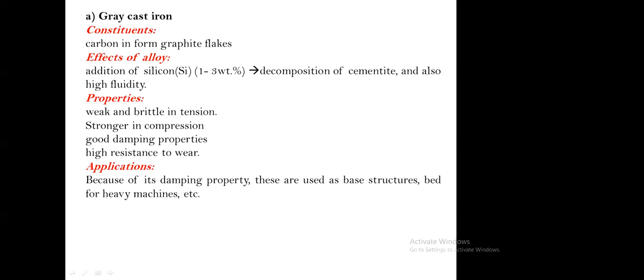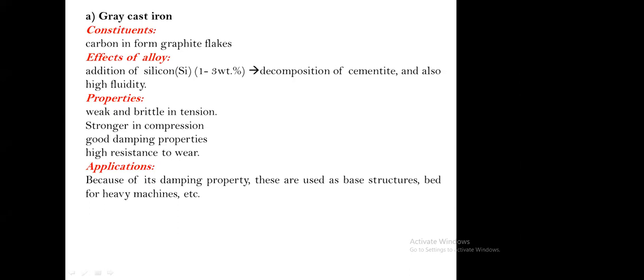So what happens when we add some alloy element? Let us take the example of silicon. We add silicon to gray cast iron from 1 to 3% by weight. When we add 1 to 3% of silicon, the silicon is responsible for decomposition of the cementite, and it also gives high fluidity. So casting of intricate shapes can be made easily.